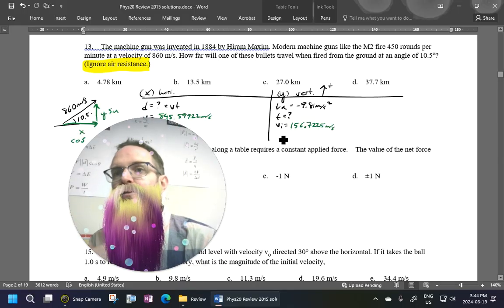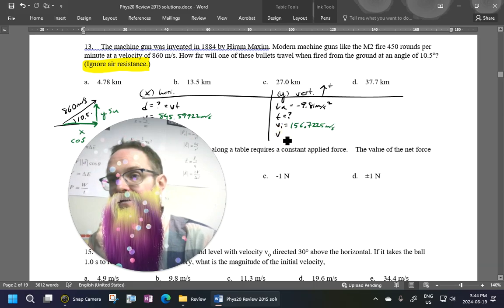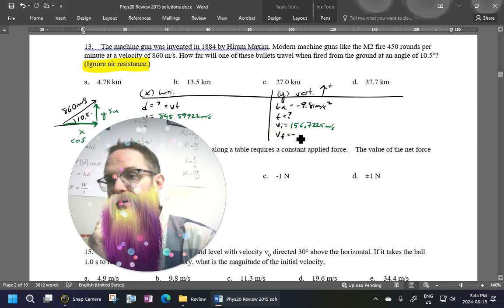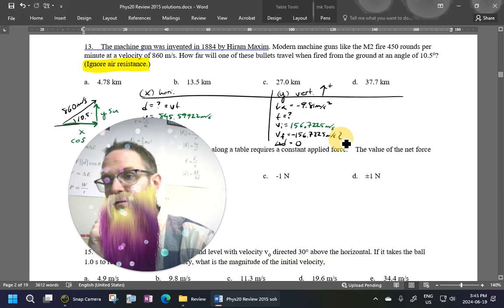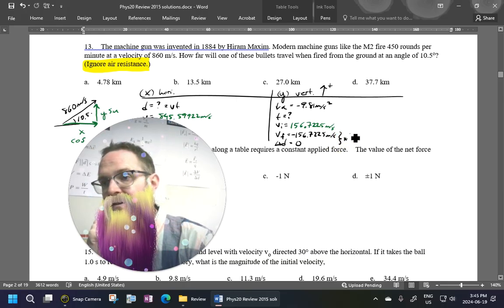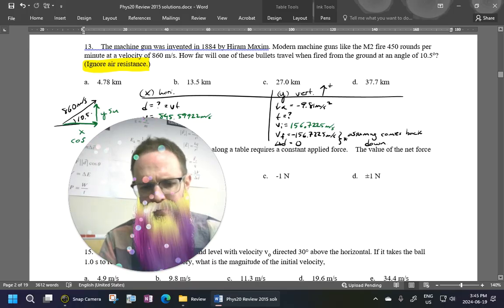Okay, so to get the other piece of information here, we have to make some assumptions. Assuming it comes back down to the ground, then we could say our VF is negative 156.7225 meters per second, or we could say our D is equal to 0. I'm just going to put a little star there. Assuming it comes back down. So we have to assume it has to come back down. If it doesn't come back down, then we're into a big problem.